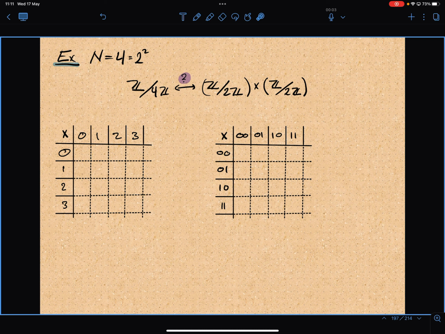So in here, let's do the multiplicative structure. Let's do the table for the left side and do the table for the right-hand side. And again, multiplication is component-wise. So let's do that.